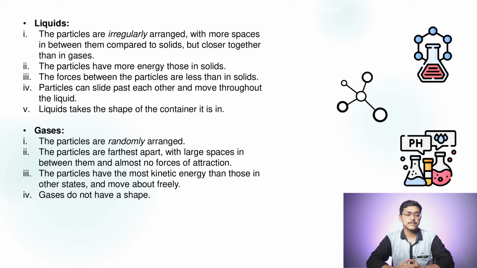So, what about gases? In gases, the particles are randomly arranged, and the particles are the furthest apart compared to solids and in liquids, with large spaces in between them and almost no forces of attraction. The particles in gases have the most kinetic energy than those in other states and are therefore able to move about freely in the container they are stored in. Gases do not have a shape.